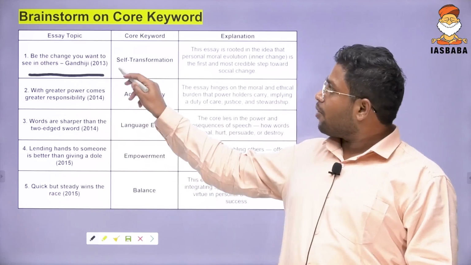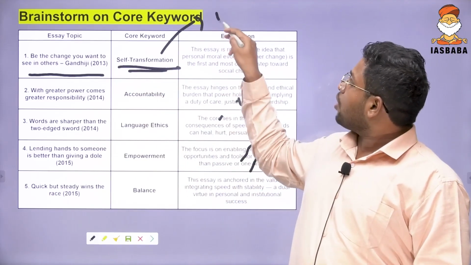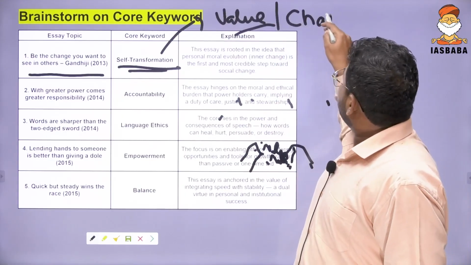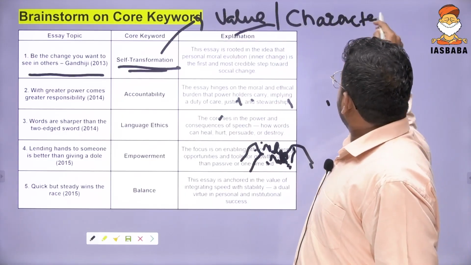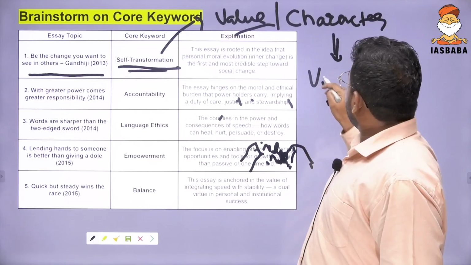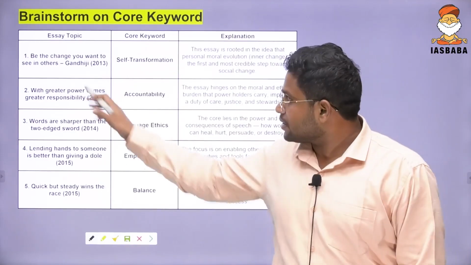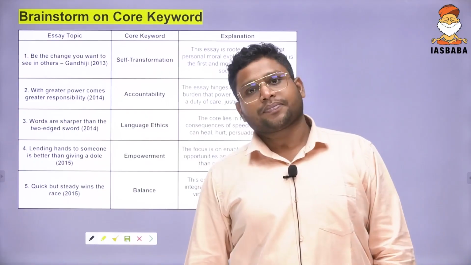So they talk about self-transformation. They talk about value-based change. They talk about changing the character of a person. They want you to become a virtuous person, simple. You become a good person, automatically things will start reforming.